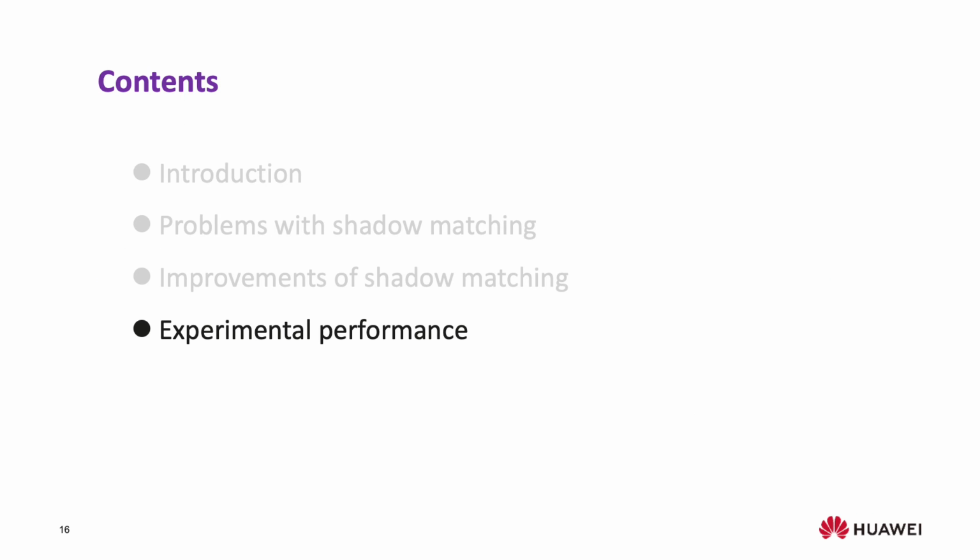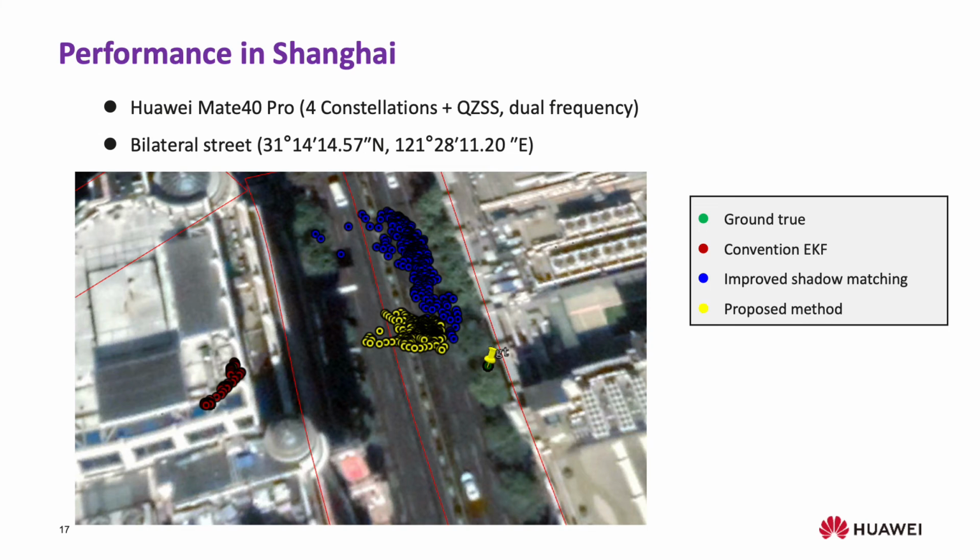The final part will present the test performance of the proposed system in Shanghai. The test device is a Huawei Mate 40 Pro smartphone with a high-end silicon GNSS chipset that can receive satellite signals from 5 constellations with dual frequencies. The test scenarios include different urban scenarios, including bilateral street, single-sided street, and street junctions. I'll introduce them one by one.